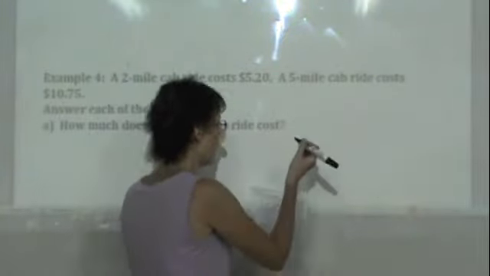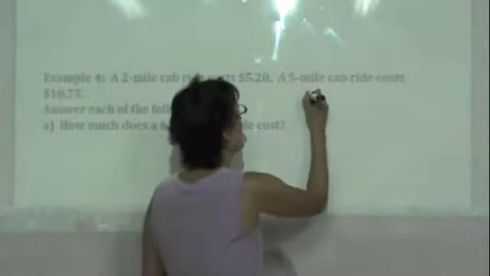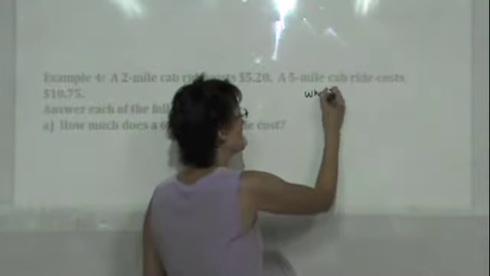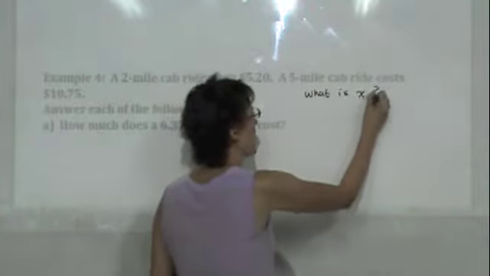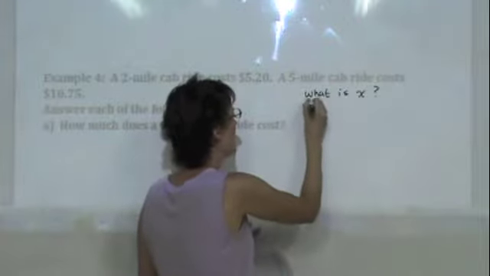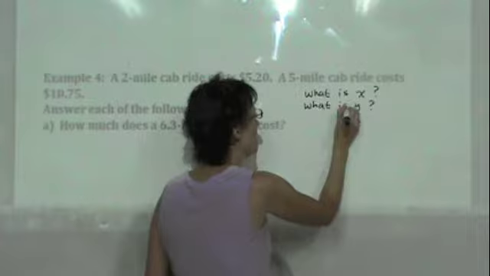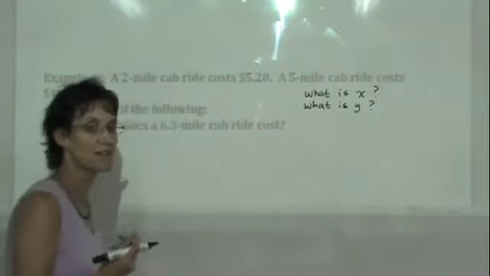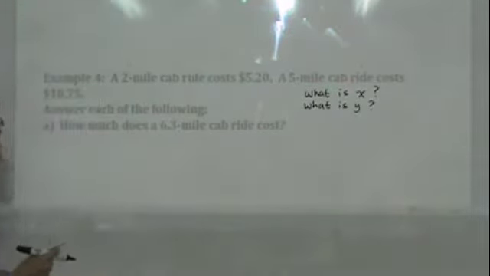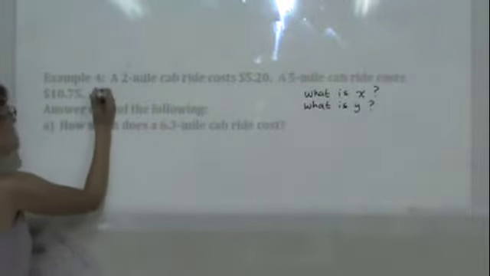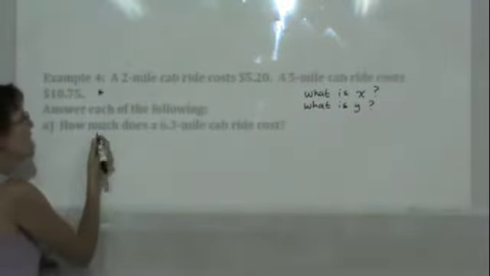All right, so your question should be like, what is x? You should be asking yourself, we don't know what x and y are, Mrs. Sharp, so let's see if we can find those. So what is x and what is y? We have to write a statement here, so we're going to write our statement right here.